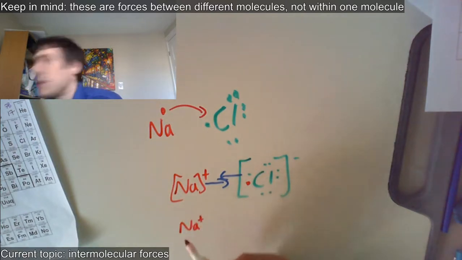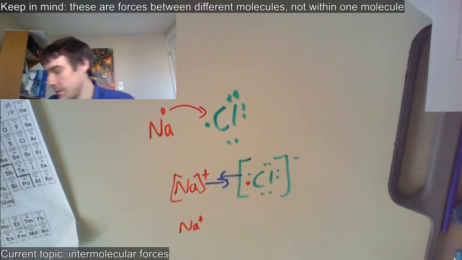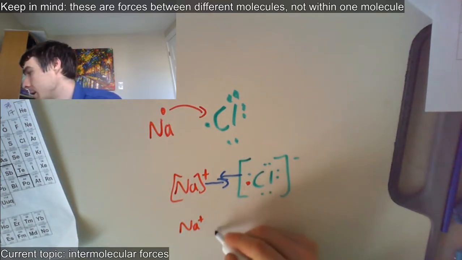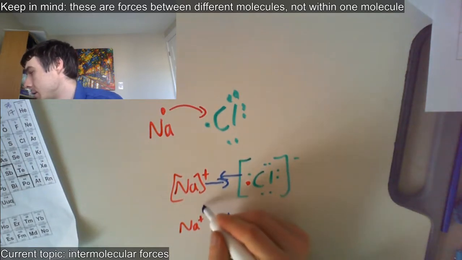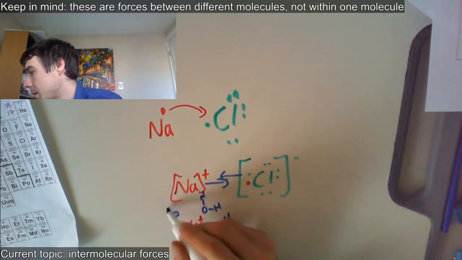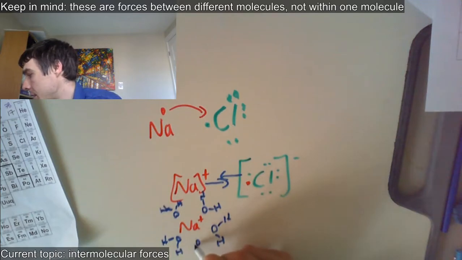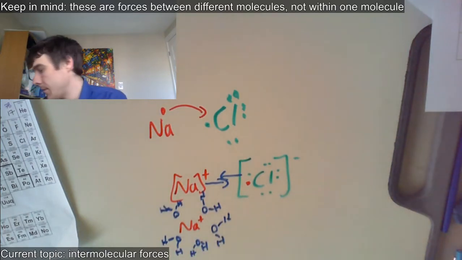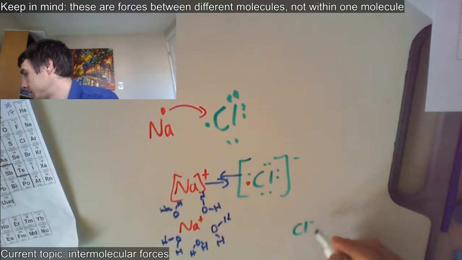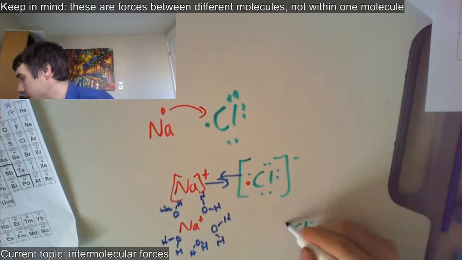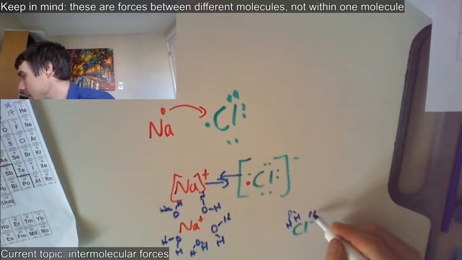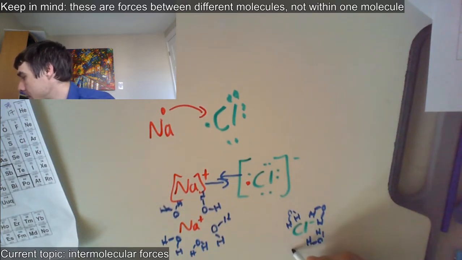I will link a really good video about that from the Museum of Nature down in the description, but essentially the water will coordinate to the sodium. When you put sodium in water, the negatives will go towards the positive ion, and the positives will go towards the negative ion. The positive side of water, which is the hydrogens, will coordinate to the chlorine, and that's what keeps these ions separate in water.